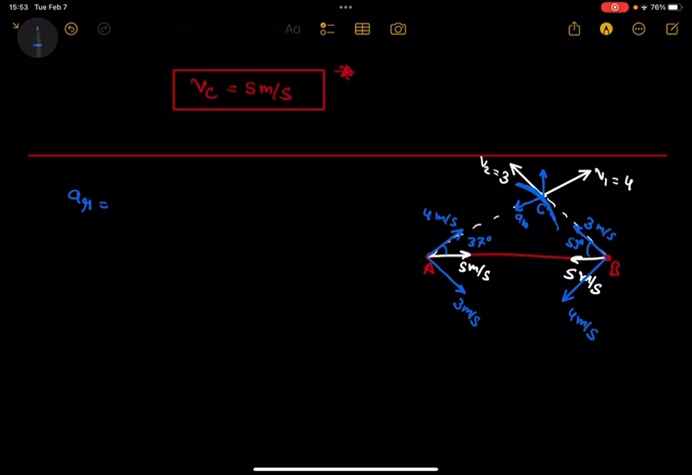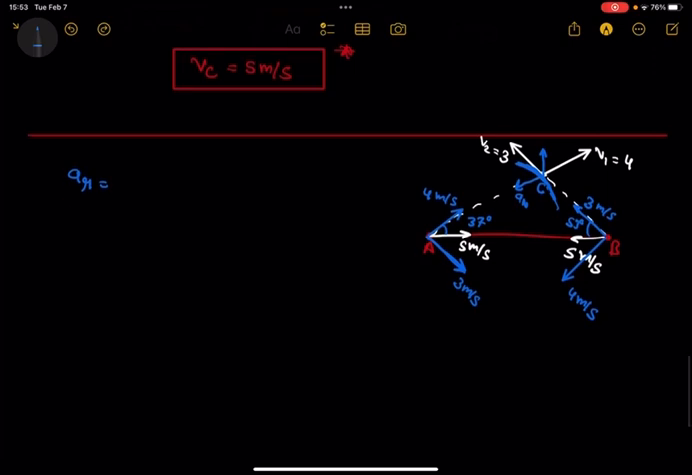So we calculate the radial velocity. The velocity of A with respect to B along the tangential line is 3 meter per second, and this is also 3 meter per second. So the overall relative velocity is 3 plus 3, as both are moving in the opposite direction. That is 6. So 6 square divided by, as you know very well, this distance is 40 meter. So we divide by 40.